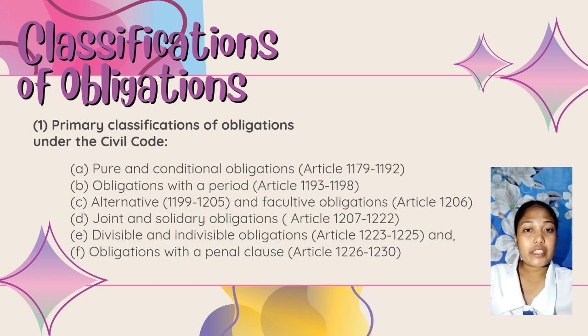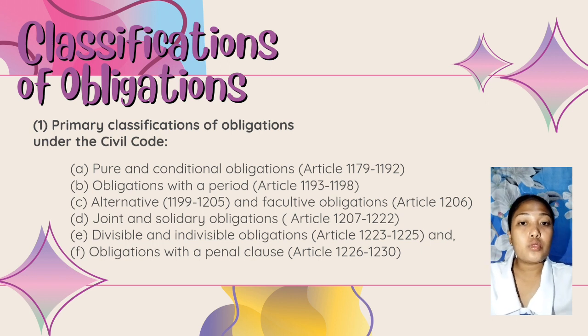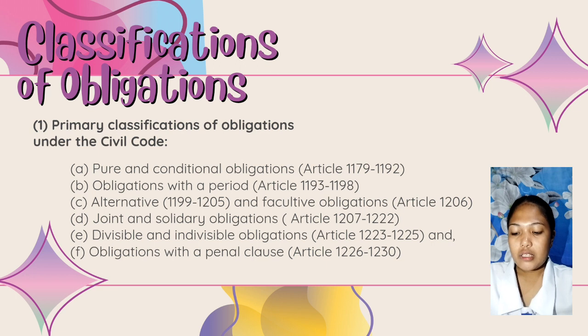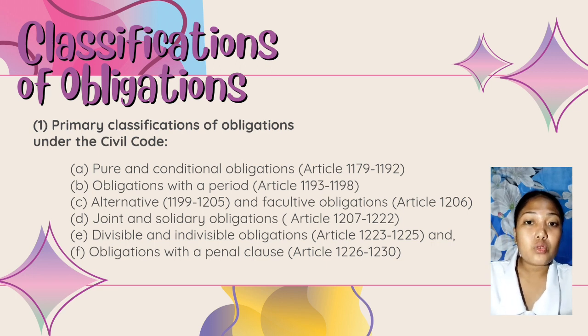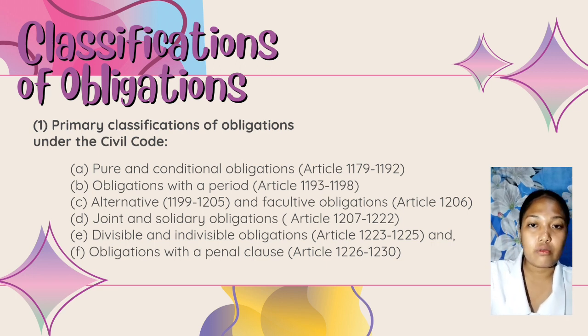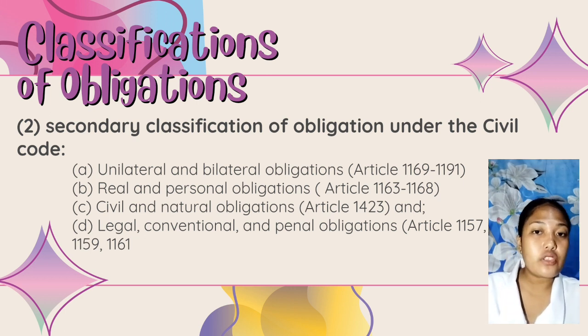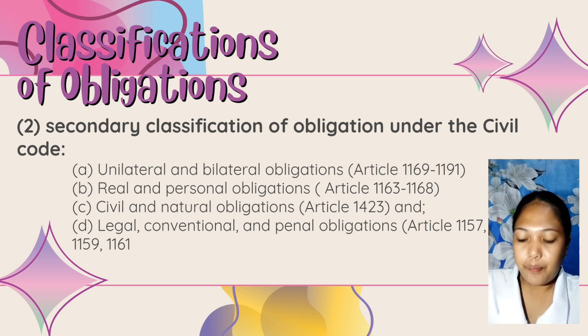Then the joint and solidary obligations in Articles 1207 to 1222. Divisible and indivisible obligations in Articles 1223 to 1225. And the last one, we have obligations with a penal clause, which is in Articles 1226 to 1230. On the next slide, we have the secondary classification of obligations under the Civil Code.